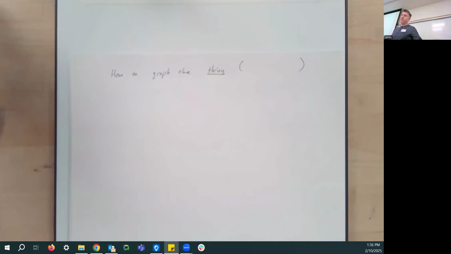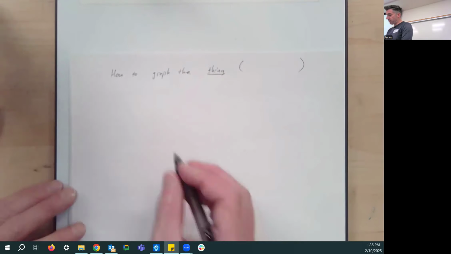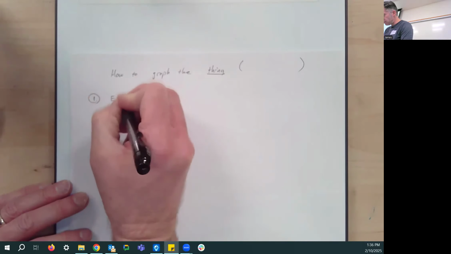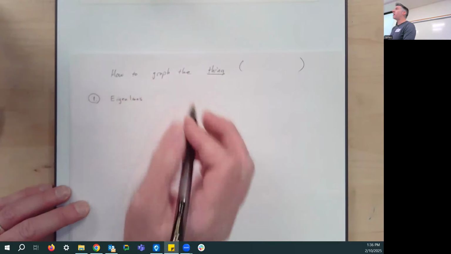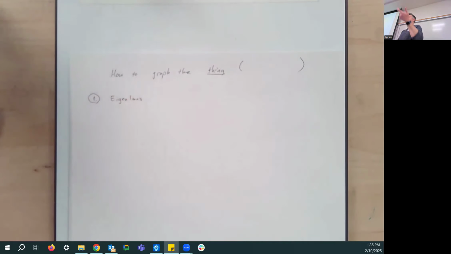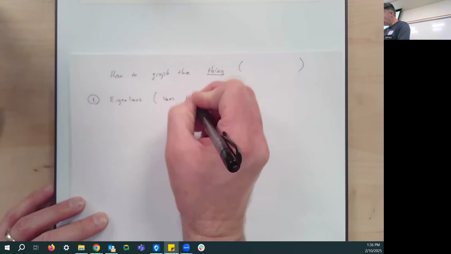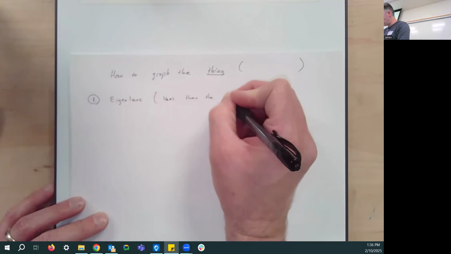Okay, so I think there are two things we need to focus on here. Thing one, the eigenlines. So if we go back here, eigenlines. In other words, the line that contains the eigenvector. These are just lines that the eigenvector lives in.